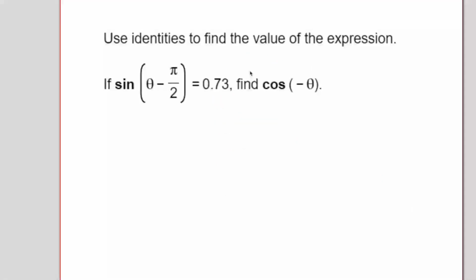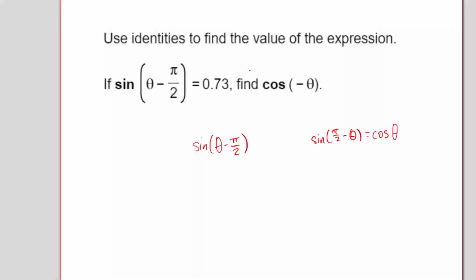Our next question asks us to use identities to find the value of the expression. If sine of theta minus pi over 2 is equal to 0.73, find cosine of negative theta. So this one combines both the complementary trigonometric function property and the negative angle identity for cosine, sine, and all that. So firstly, we have sine of theta minus pi over 2. But we want this to look like sine of pi over 2 minus theta, because then we know that this is just equal to cosine theta.